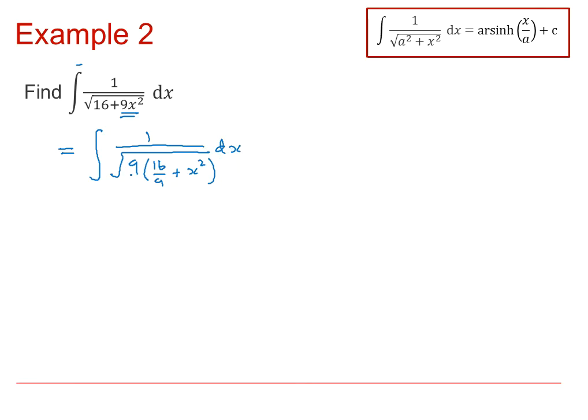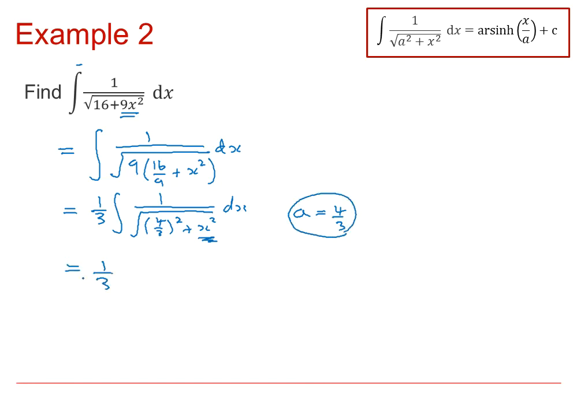I can also rewrite root 9, so we're going to have 1 over root 9, which is a third, so I'm going to pull that outside the integral sign. And the other thing I would do at this point is perhaps to rewrite 16 over 9 as 4 over 3 squared plus x squared dx. So I've definitely got 1x squared there, which is very helpful, but I can also identify that a is now 4/3.